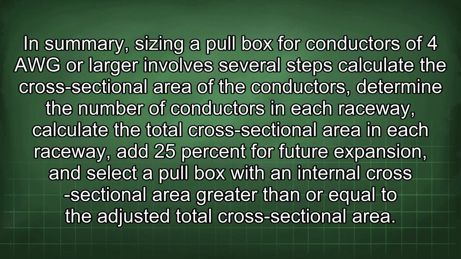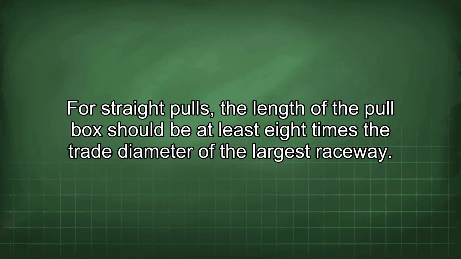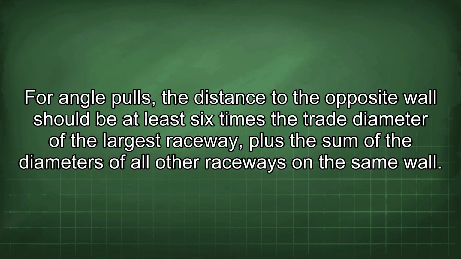In summary, sizing a pull box for conductors of 4 AWG or larger involves several steps. Calculate the cross-sectional area of the conductors, determine the number of conductors in each raceway, calculate the total cross-sectional area in each raceway, add 25% for future expansion, and select a pull box with an internal cross-sectional area greater than or equal to the adjusted total cross-sectional area. For straight pulls, the length of the pull box should be at least 8 times the trade diameter of the largest raceway. For angle pulls, the distance to the opposite wall should be at least 6 times the trade diameter of the largest raceway, plus the sum of the diameters of all other raceways in the same wall.